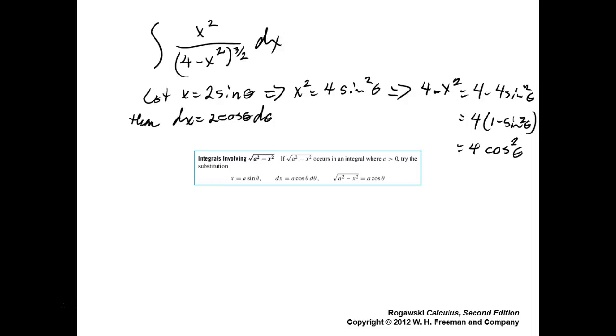But we really wanted the square root of this thing. And the square root of that is 2 cosine theta. All right. Now I think we've got everything done. Let's go back and do our substitution. The integral of x squared. Well, what's our x squared?